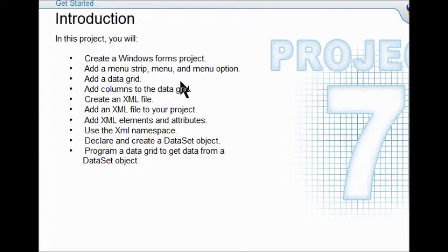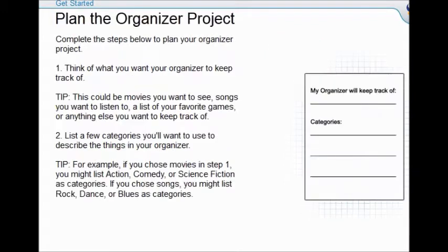We're going to add columns and rows to a grid, and we're going to use an XML file. It's kind of like an HTML file. It's made for the internet, but you're going to like how smooth it makes adding features to your project. So when you plan your project for your organizer, just think of what kind of things you want your organizer to keep track of. Movies, games, whatever you want.